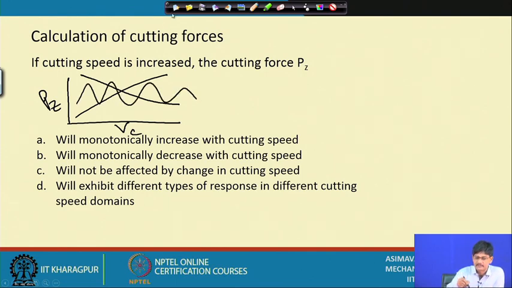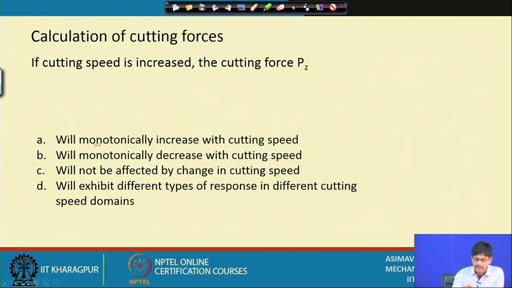That is quite interesting. Let us see. Monotonically increase with cutting speed, this does not happen. Monotonically decrease, this also does not happen. Then what does happen? Is it not affected by cutting speed? No, it is affected. Okay, let us see.